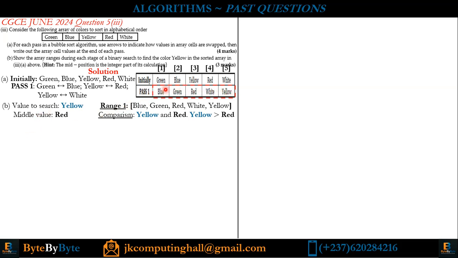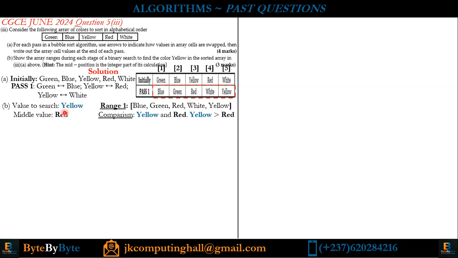Middle value, we know that middle is lower bound plus upper bound, all that divided by 2. When you take 1 plus 5, that gives you 6. Divided by 2, that gives you 3. So the middle value is the element at position 3, which is red. So my comparison, I will compare yellow and red, and we see that they are not the same.